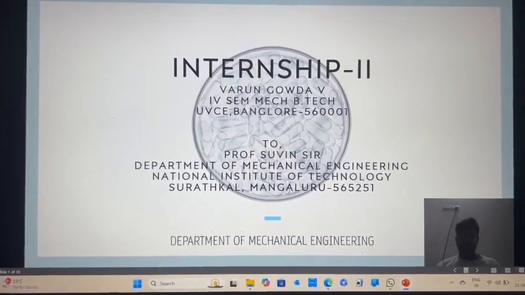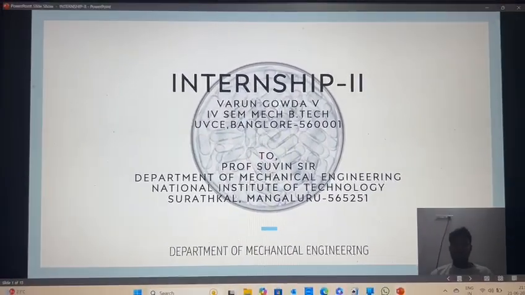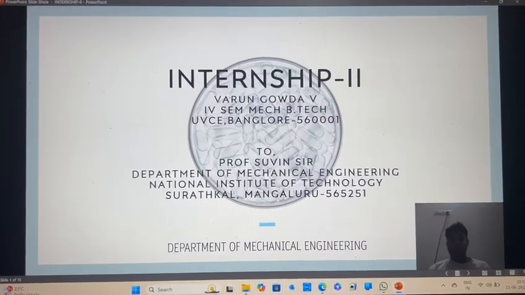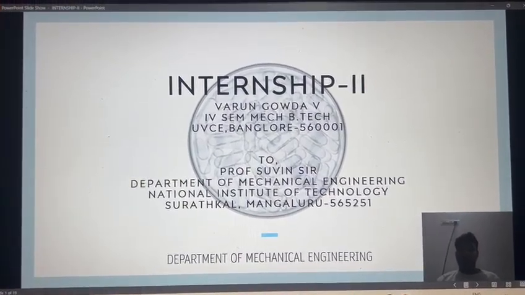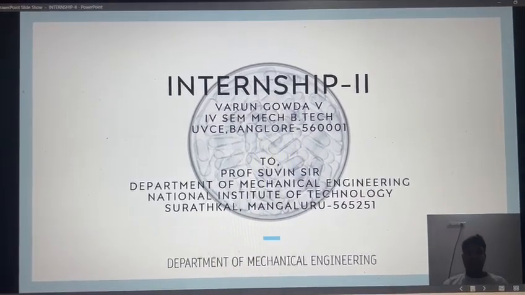My name is Varugoda, B.Tech Mechanical Engineering, USC Bangalore. I completed my second internship at NIT Surathkal under Professor Suveen sir in Surathkal.